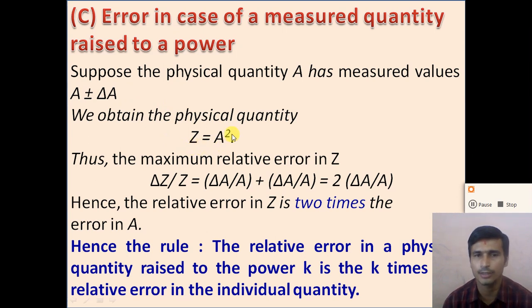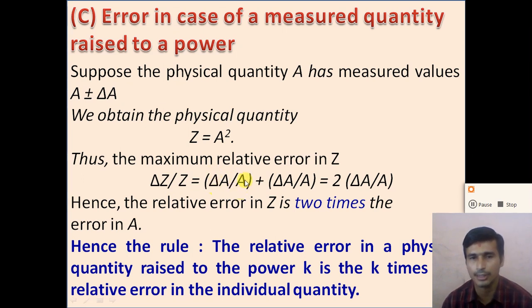So here we use only the rule of multiplication. Here we write Z is equal to A multiplied by A. So what will be the maximum relative error in Z? The maximum relative error in Z, delta Z by Z, is the sum of the individual relative errors.